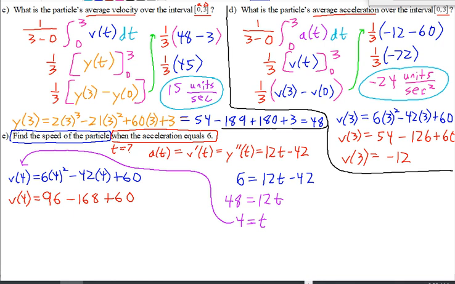And again, if you combine your positive numbers first, you get 60 plus 96 is 156, minus 168 gives you negative 12. So that's velocity. Remember, speed is the absolute value of velocity. Speed can never be negative. So the speed then would be the absolute value of negative 12, which would be positive 12. But it still has the same units as velocity, which here are units per second.